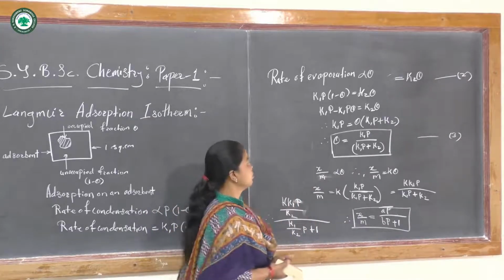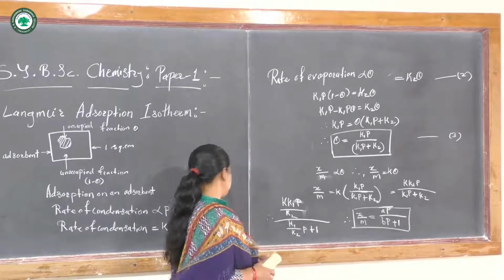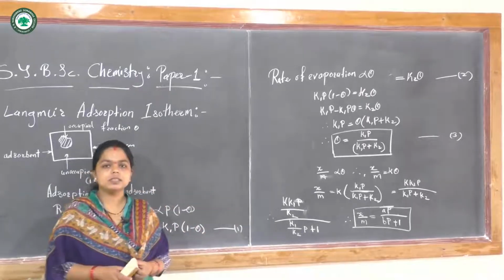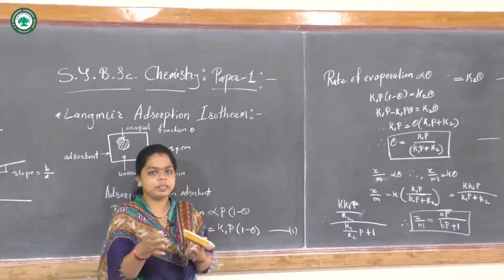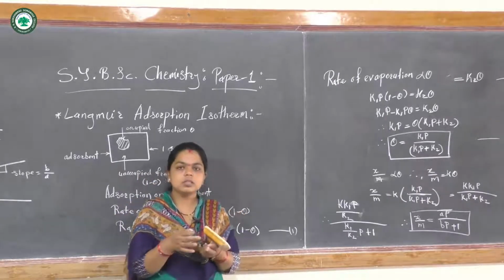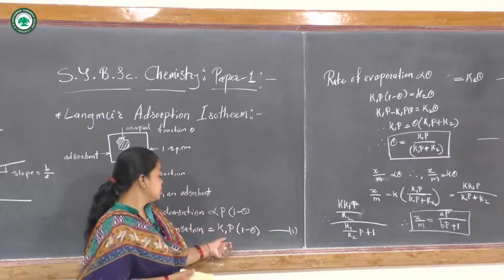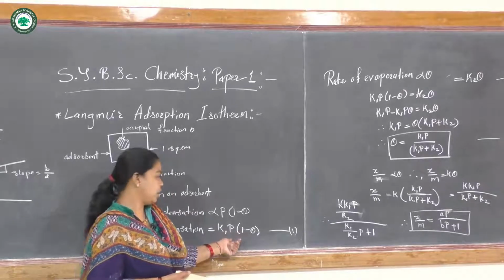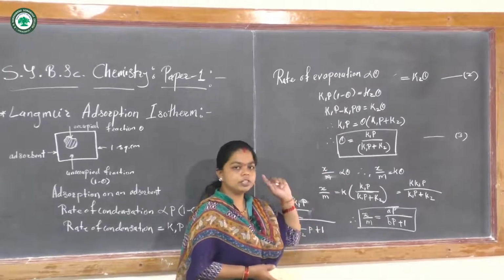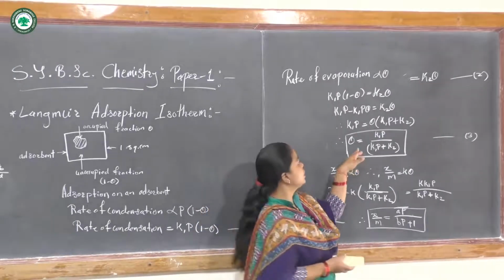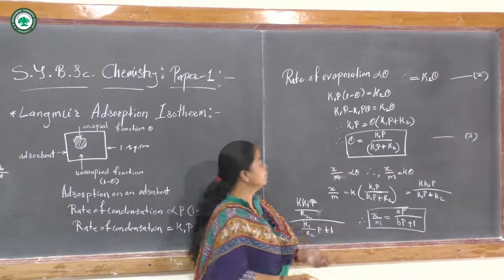Now, at equilibrium, the rate of condensation equals the rate of evaporation. So this simultaneous process occurs, and at equilibrium these two processes are found to be equal. So we can write the equation: for condensation, K1 P into 1 minus theta, equals equation 2, that is K2 theta. So rate of condensation equals rate of evaporation.